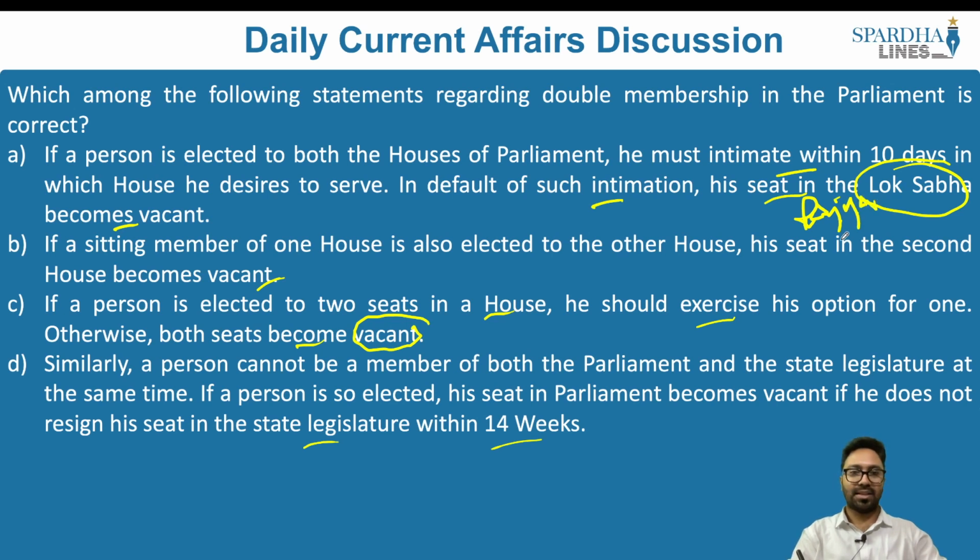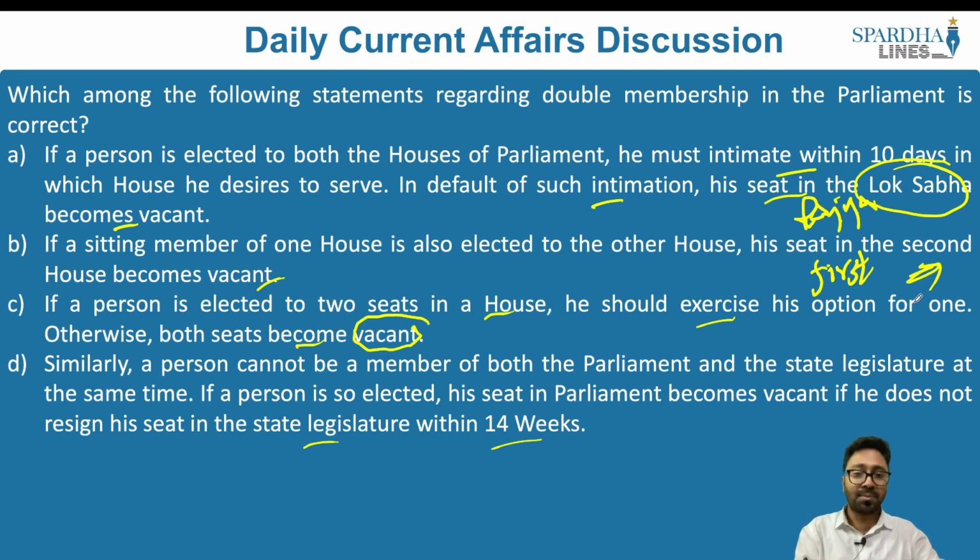When you look into the second statement, if a sitting member of one house is also elected to the other house, his seat in the second house becomes vacant. Common sense. Why? Because he has opted for the second house. Why will the second house become vacant? It will be the first house which will become vacant. He is already a member of one of the houses. He goes on to become the member of the second house. While he wants the second house, why will that become vacant? It is the first house which will become vacant. So it is not the second house which becomes vacant, but instead it is the first house which becomes vacant. So the second statement is also wrong.